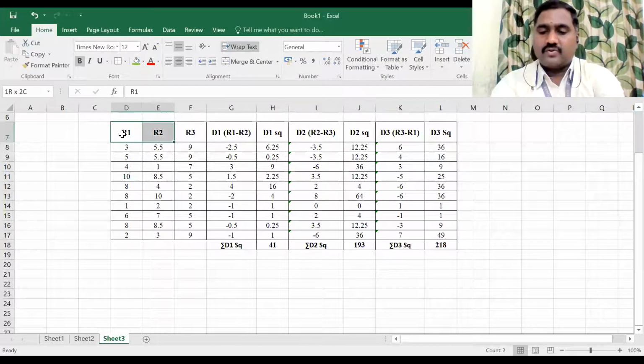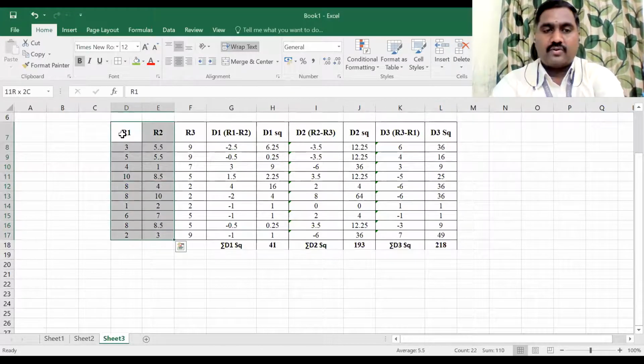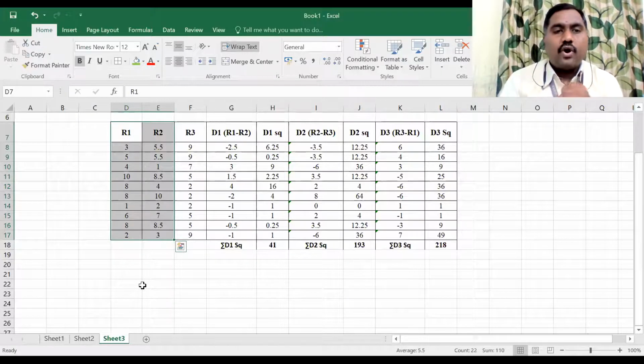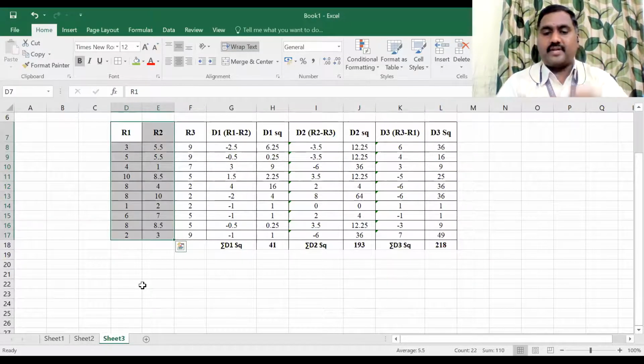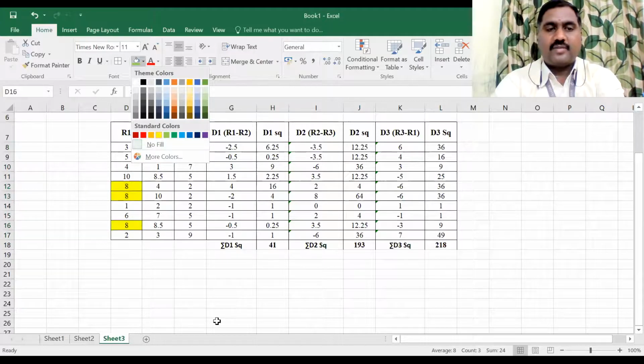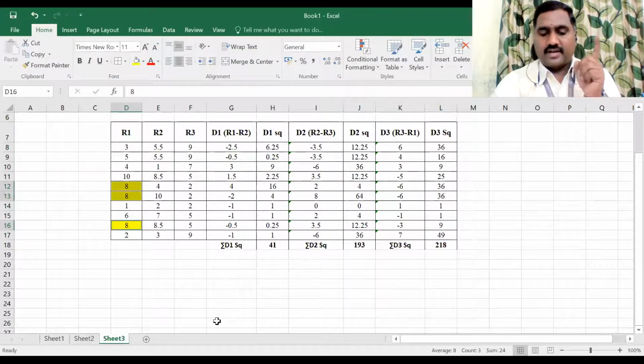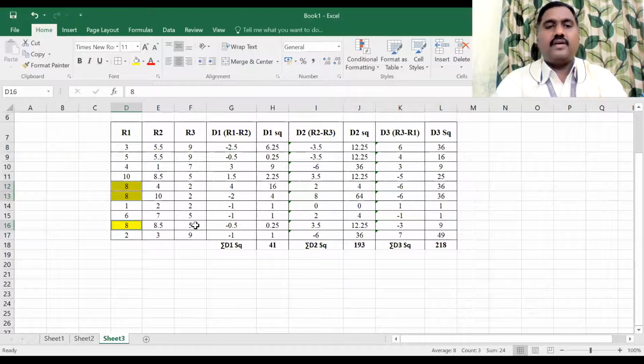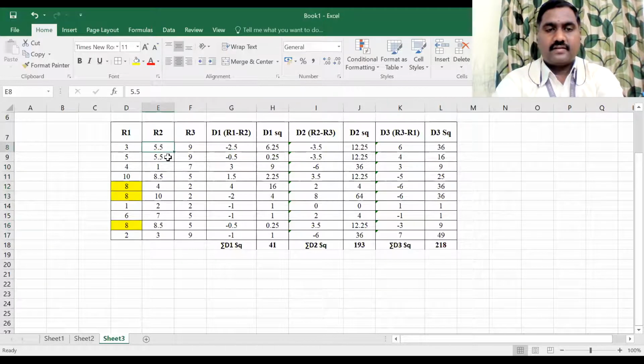Now go through this R1, R2. In R1, how many values are repeated? 3, 5, 4, 10, 8, 8. 8 is repeated. See, in the first variable, 8 is repeated, right? Okay. The second rank, 5.5, 5.5, 8.5, 8.5.